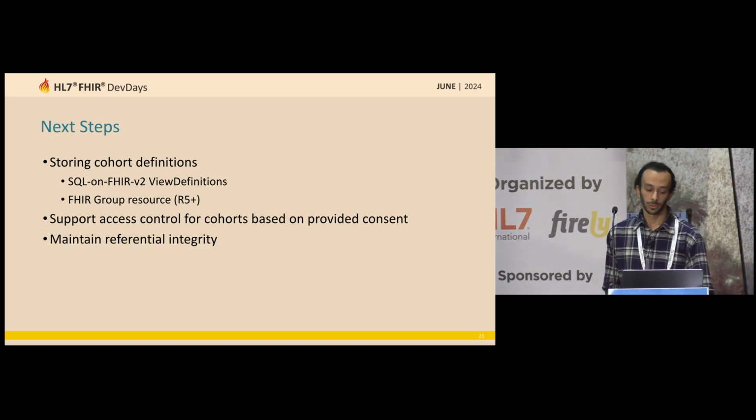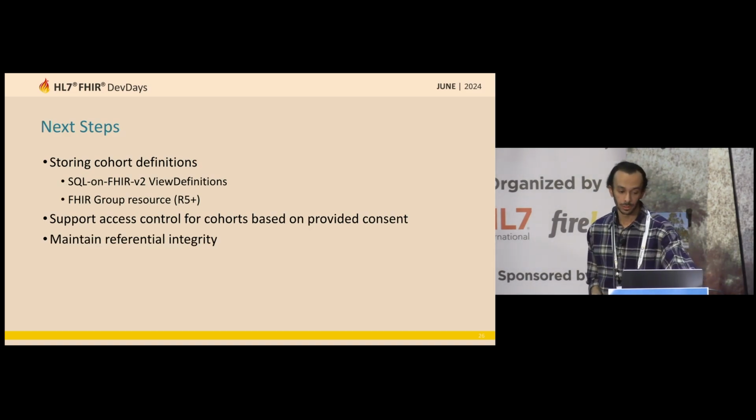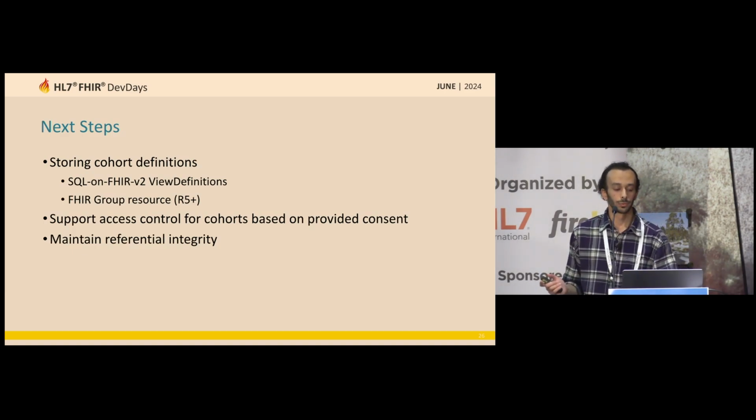Another option for storing these cohort definitions is to use the Group resource in R5+. Starting from R5, the Group resource has a characteristic field where you can store an expression, and there is a language field, I think, which has FHIRPath as one of the options.